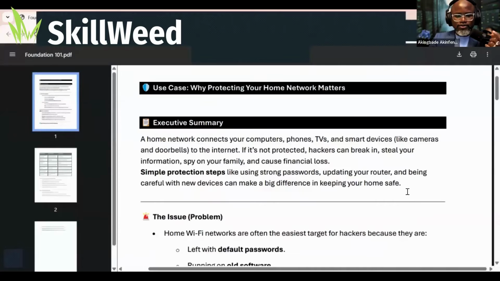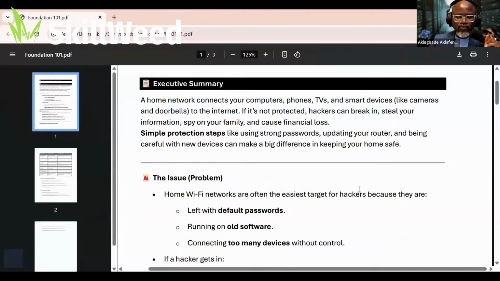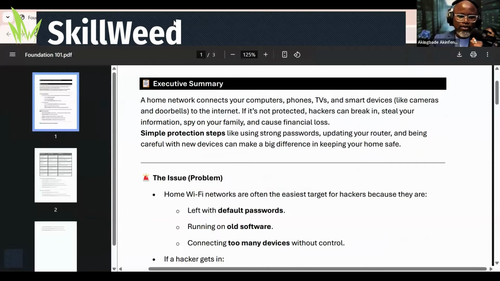Your home network connects your computer, your phone, your TV, your smart devices, your camera, your doorbell. All of them are on the internet, right? If it's not protected, what happens? Hackers can come in, they can steal your information, they can spy on our family, they can cause financial loss. So my question to us is: what are the basic things we can do to protect your home network today?